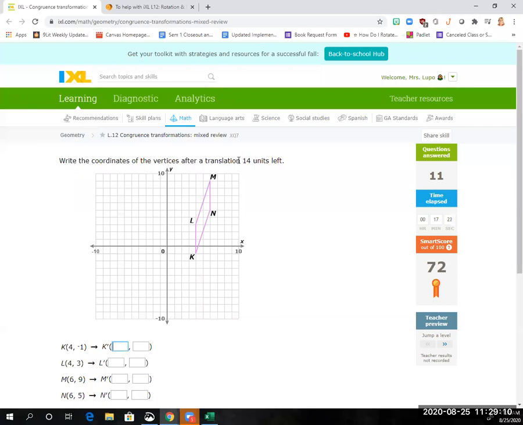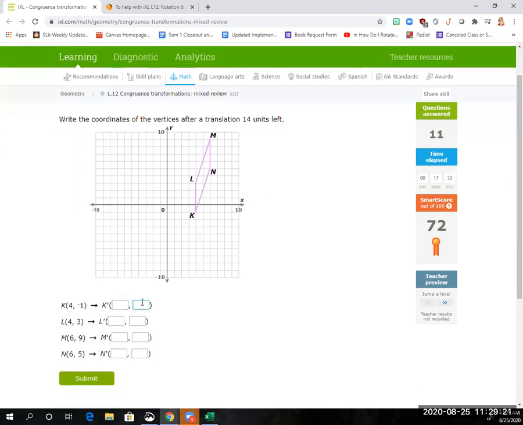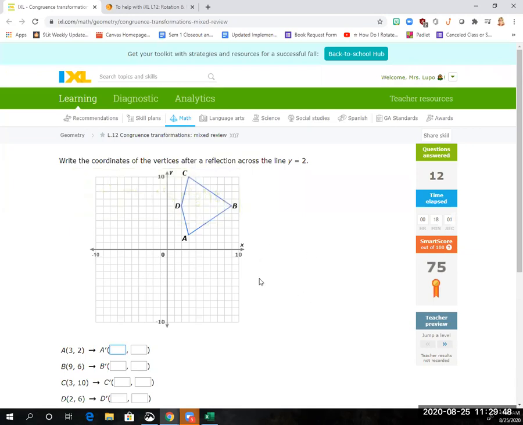Write the coordinates of the vertices after a translation, 14 units left. Okay, 14 units left means I'm subtracting 14 from X, since X goes left and right. So my Y's are going to stay the same. -1, 3, 9, 5. And so I'm going left, so I'm going to subtract 14. So 4 minus 14 is -10. Same thing. 6 minus 14. That's not good. What is that? -8, I think. Let's hope. Okay, so that would be it.